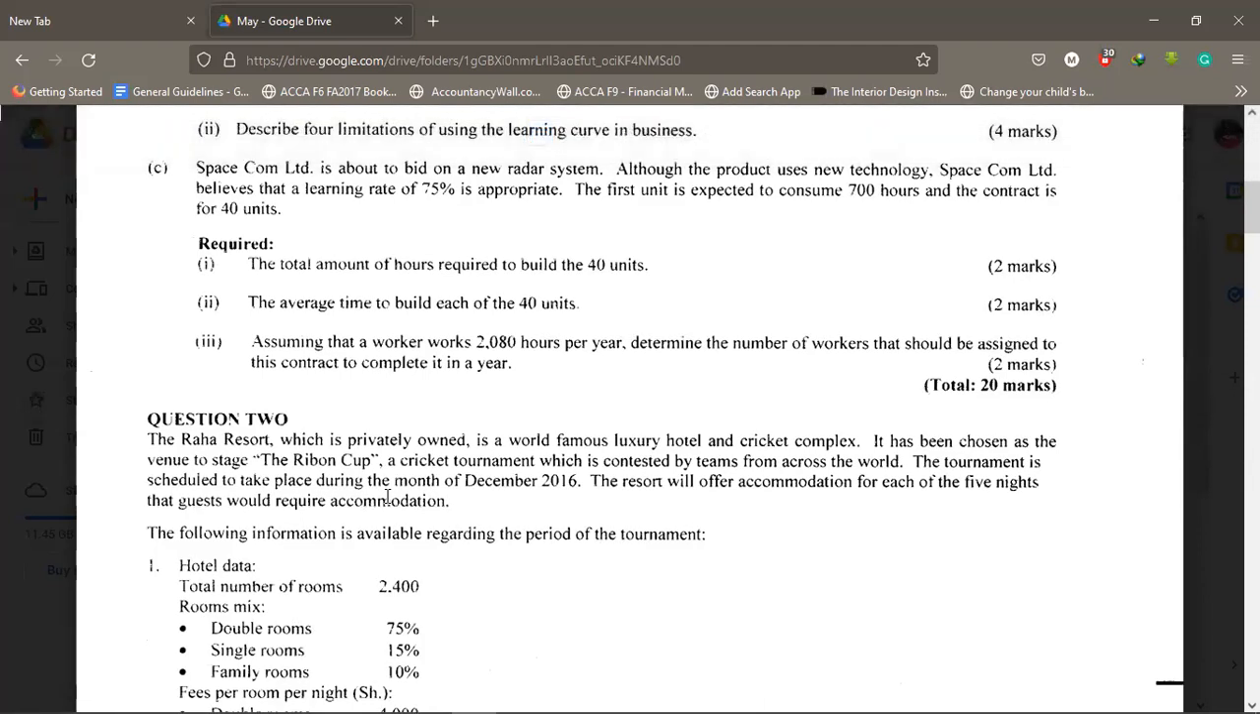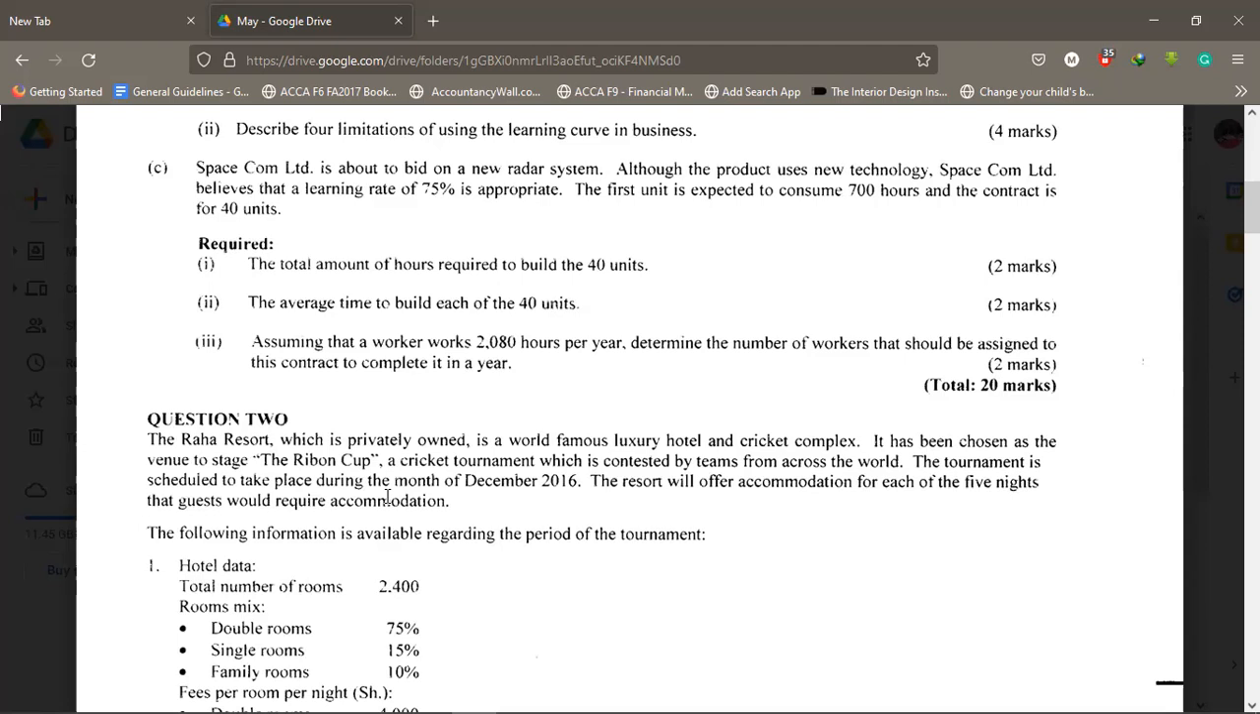Now read for us. That is question 2. Question 1C. Spacecom Limited is about to bid on a new radar system. Although the product uses new technology, Spacecom Limited believes that a learning rate of 75% is appropriate. The first unit is expected to consume 700 hours, and the contract is for 40 units.